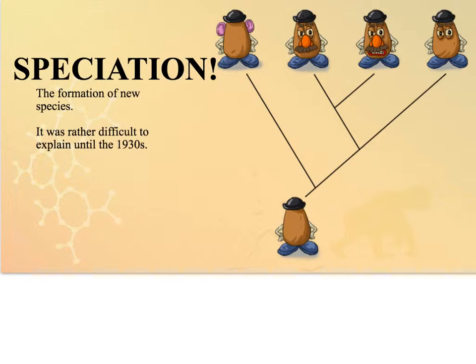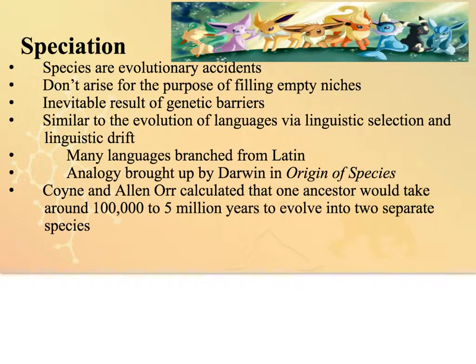Sorry, Mr. Potato Head. Speciation is an evolutionary process by which reproductively isolated biological populations evolve to become distinct species. There are three modes of speciation: allopatric, parapatric, and sympatric.